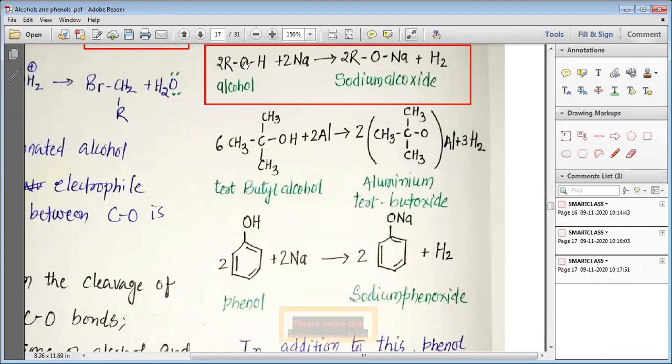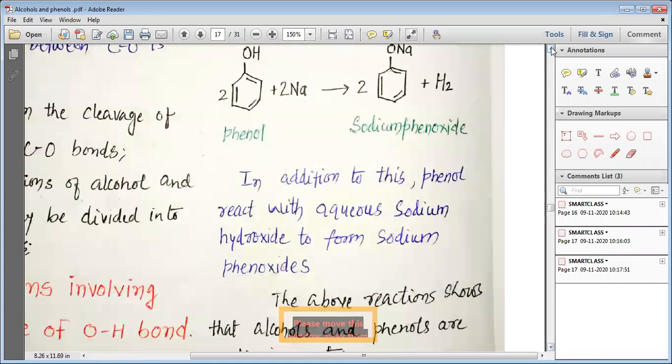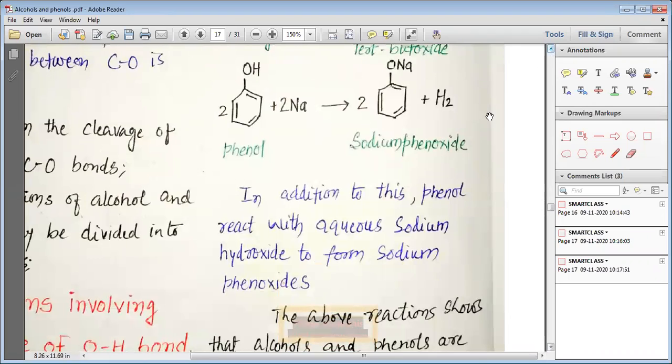This was the case of the primary alcohol, but if we have tertiary alcohol, like tertiary butyl alcohol, it reacts with aluminium to give us the aluminium tertiary butoxide and hydrogen gas. So you can see that primary, secondary or tertiary alcohol, all these alcohols react with metal and produce hydrogen gas. When we look at phenols, my dear students, phenol reacts with sodium metal to produce sodium phenoxide.